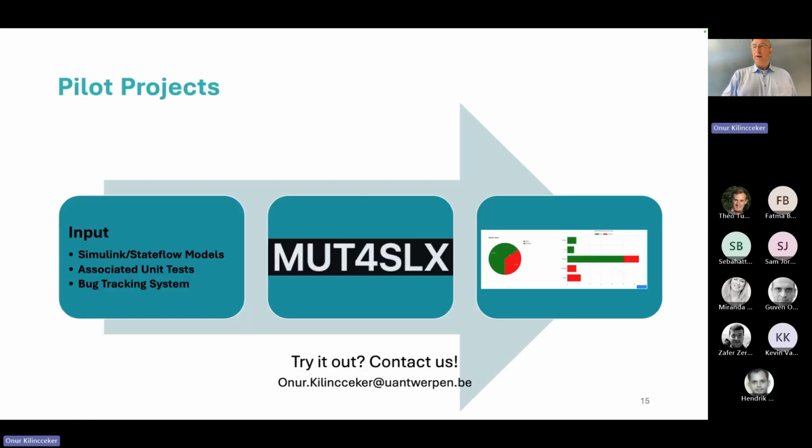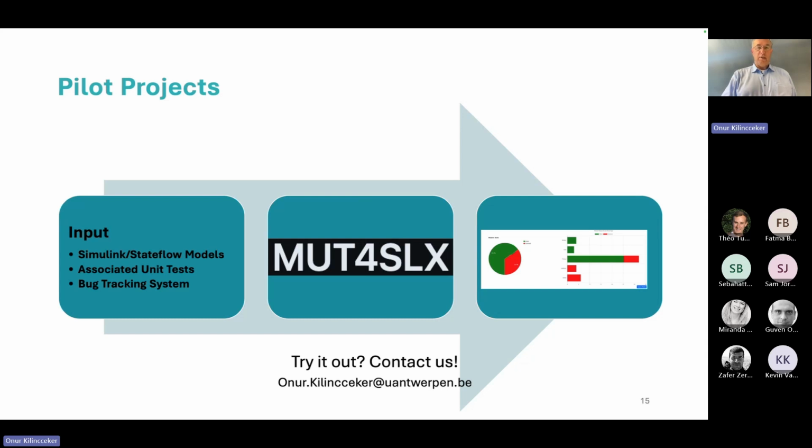If you're a company who has Simulink or Stateflow models, if you have associated unit tests, and if you have a bug tracking system, please call us, because we would like to set up a pilot study with you so that you can actually gain confidence, just like Duco and just like Alstom did in their test suite. Thanks a lot. Any questions?